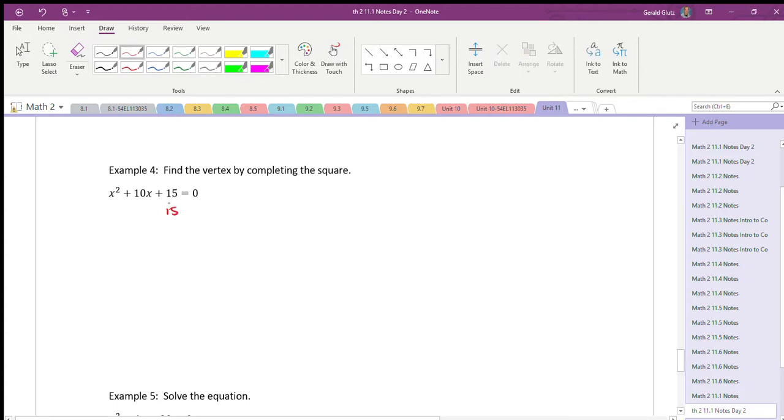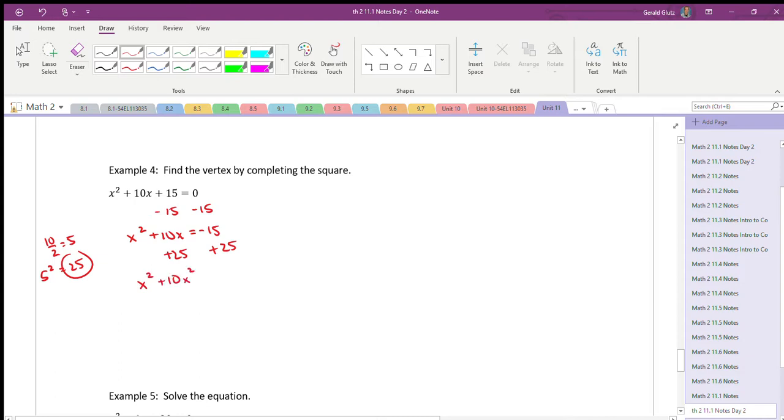First thing I want to do is get rid of c. So subtract 15 on both sides. So x squared plus 10x equals negative 15. Take half of b and square it. That's the number you're going to add to both sides. So plus 25, plus 25. So x squared plus 10x.